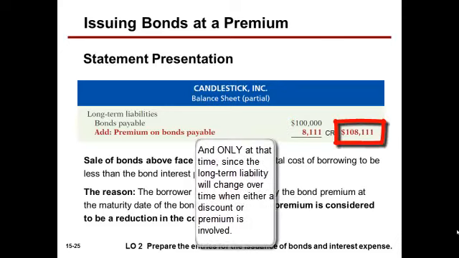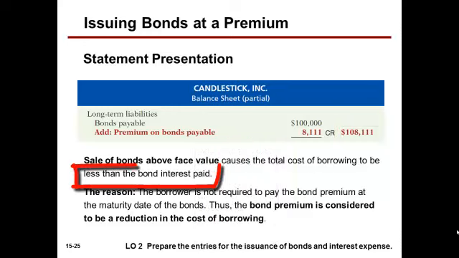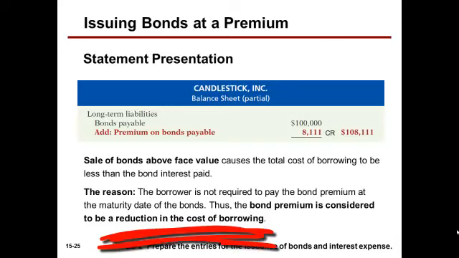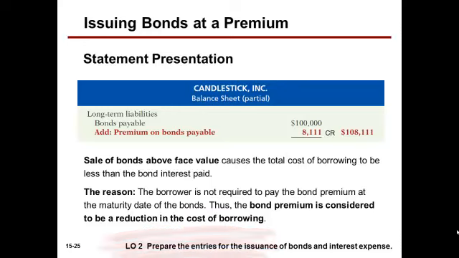Now, in this case, the sale of the bonds above face value causes the total cost of borrowing to be less than the bond interest paid. Just the opposite of the discount example. The reason is that the borrower is not required to pay the bond premium at maturity, only obligated to pay the face amount in the bonds payable account. Therefore, the bond premium is considered to be a reduction in the cost of borrowing. We will reduce interest expense over the life of the bonds when a premium is involved.